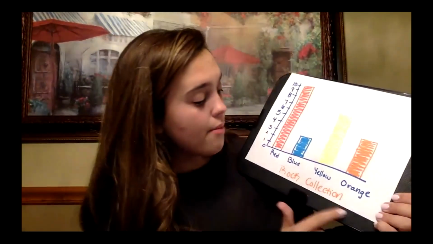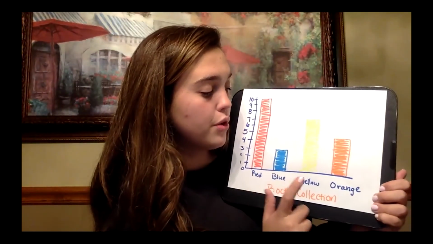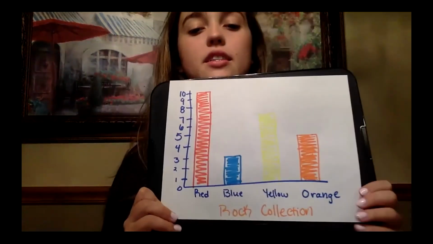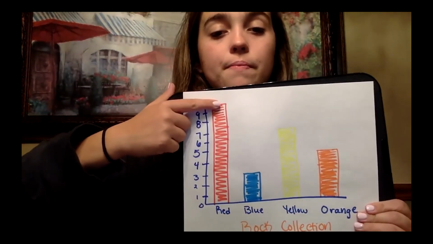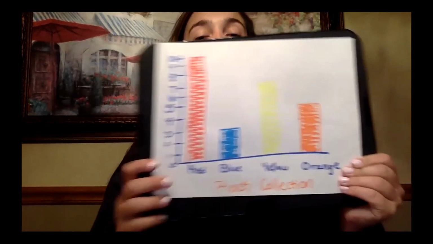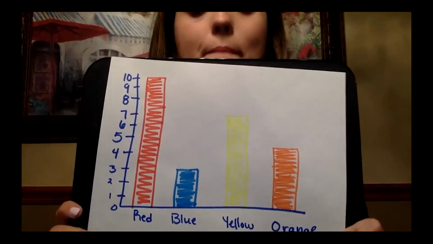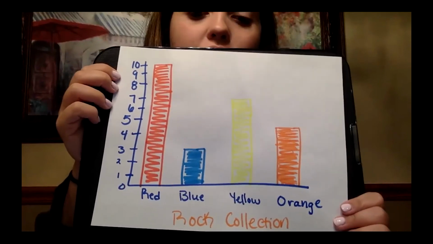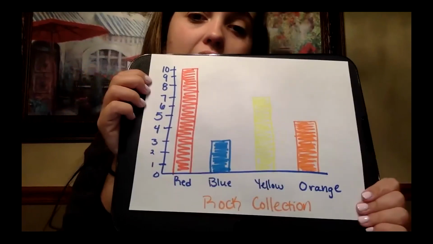Of course, it has our label of rock collection. We have red, blue, yellow, orange, and it is labeled on this side as well. And you guys can see, okay, he had the most red, second most yellow, third most orange, and then blue. This is what your chart should look like. Of course, if it looks a little different, that is okay, just as long as it's representing the same type of data. Hopefully you guys got that. I'm sure you did.